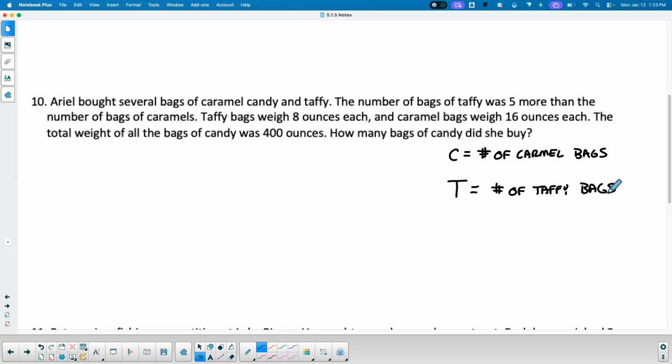Okay. So for every variable that we define, we have to make an equation. So how many equations do we have to make? 2, because I defined 2 variables. Okay? Alright, so she bought several bags of caramel and taffy. Number of bags, so we'll go here. So here's my first equation. The number of bags of taffy was 5 more than the number of bags of caramels. Okay? Make me an equation out of that.